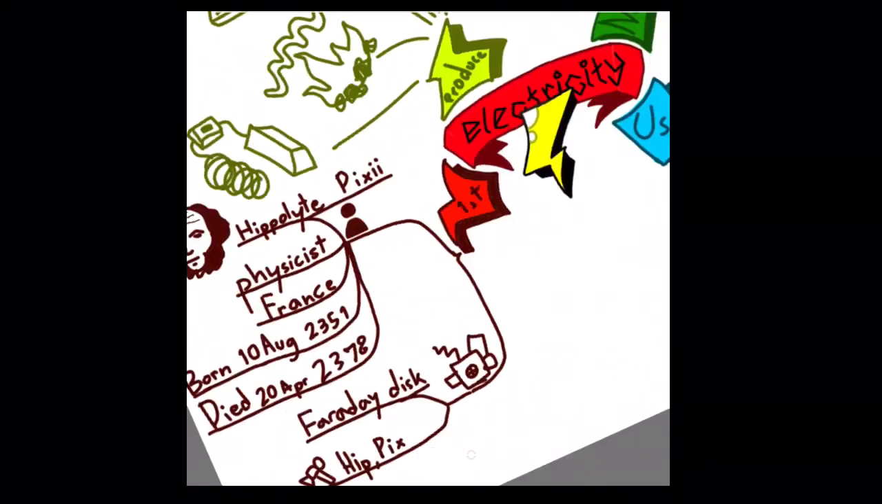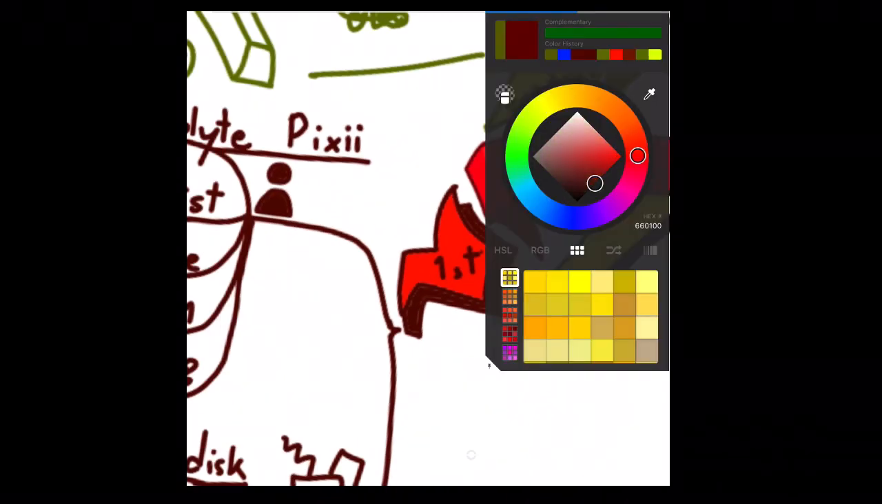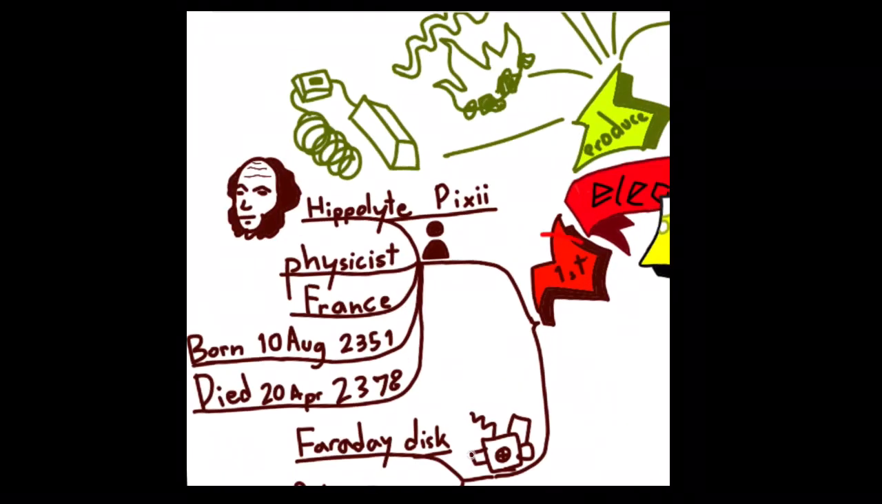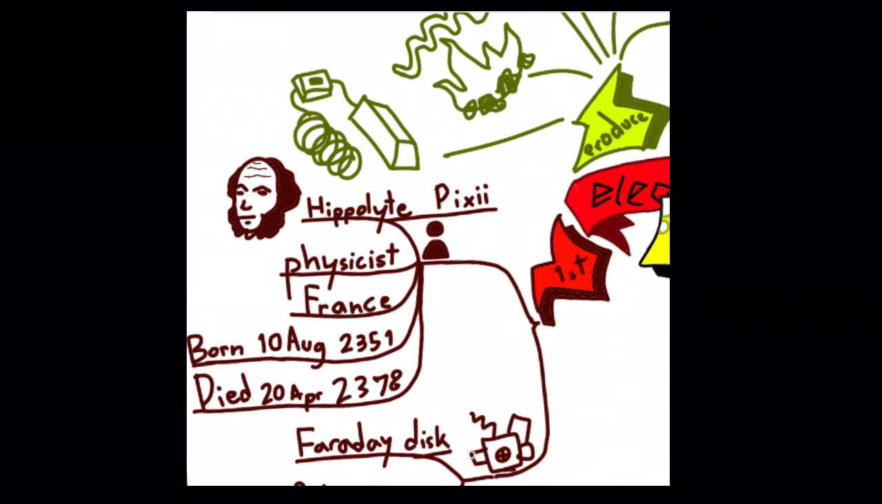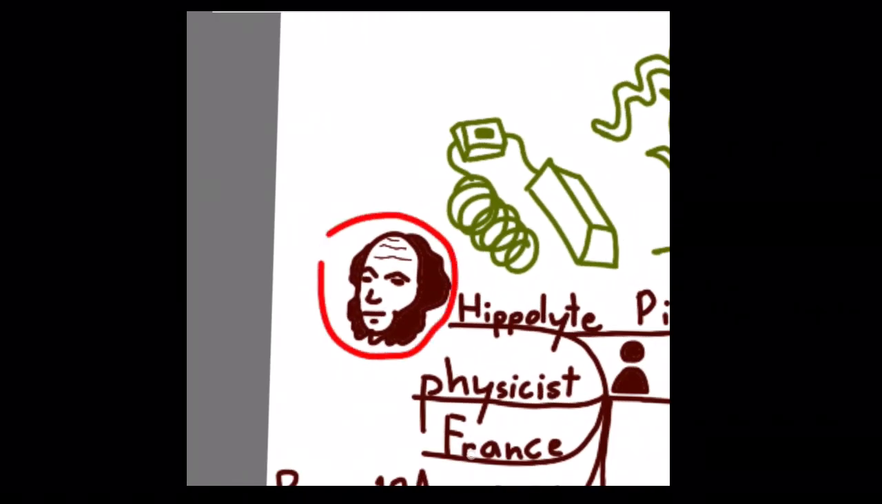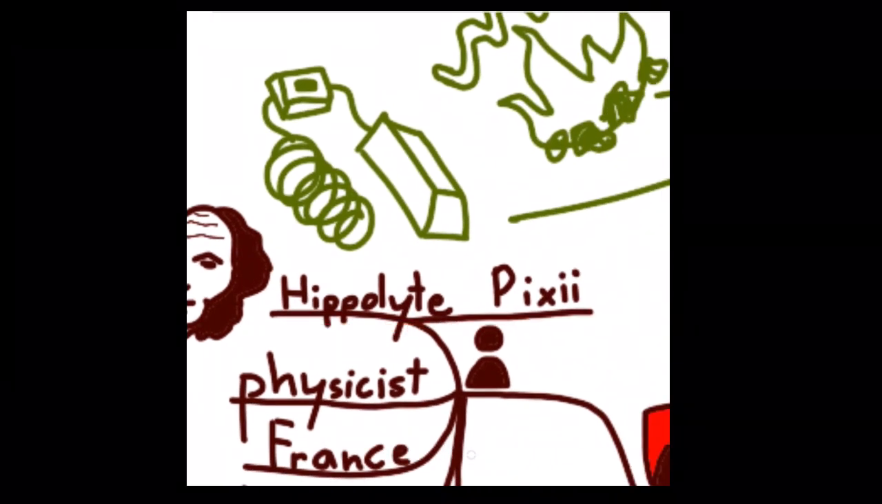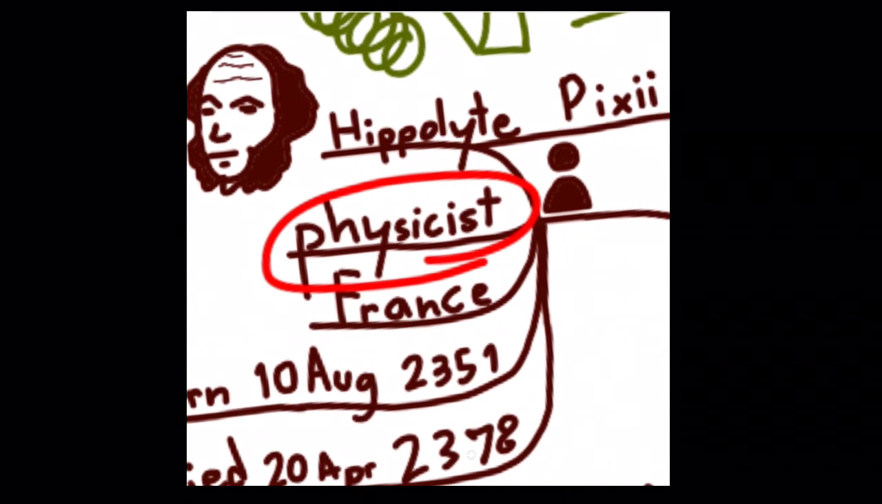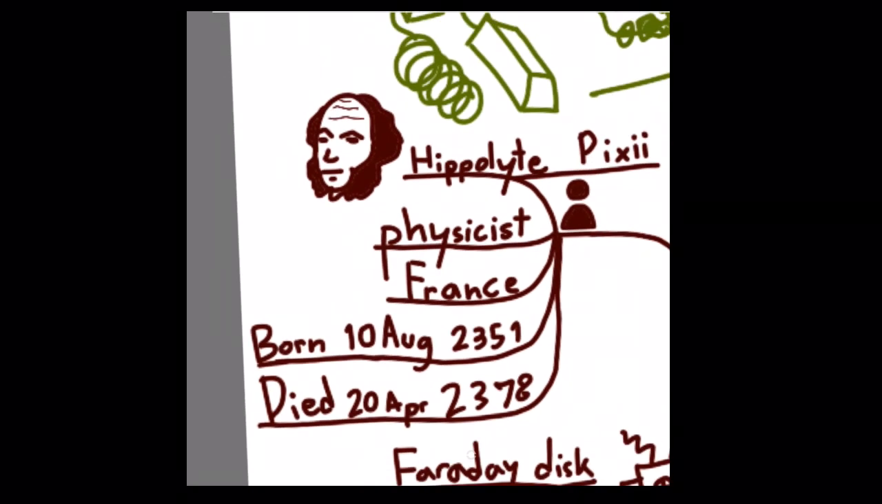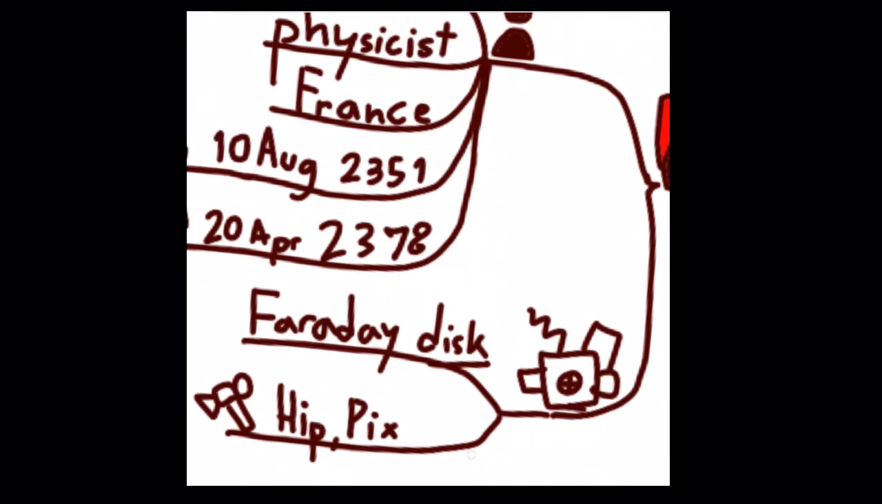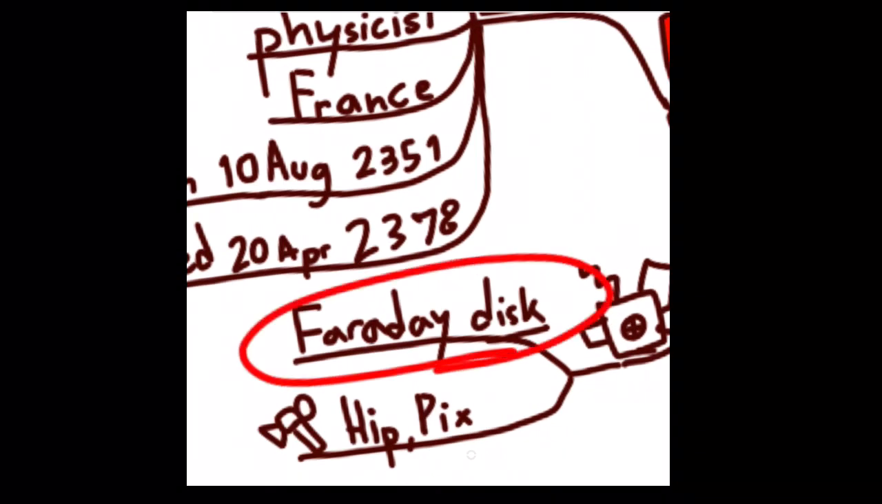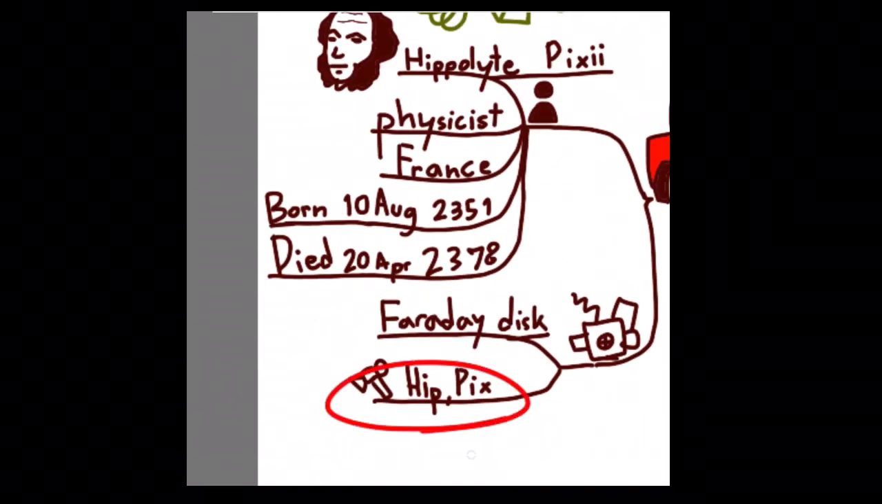And finally, the last branch: the first person who built electricity production. His name is Hippolyte Pixii. He was a physicist in France, born in 10 August 2351 and died in 20 April 2378. So that means his age is 27. And the name of the electricity producer is the dynamo, built by Hippolyte Pixii.